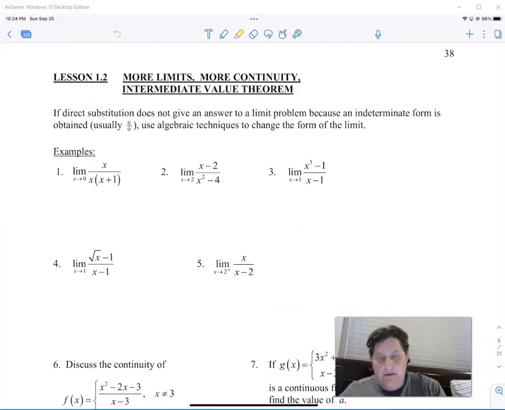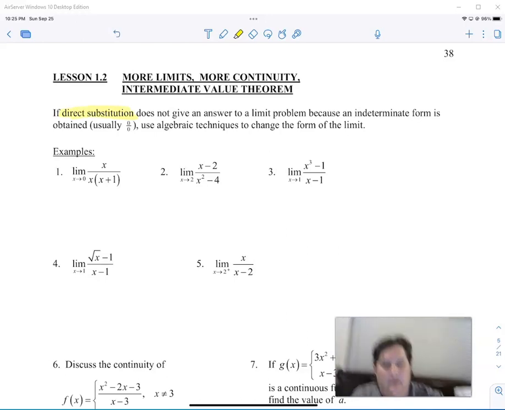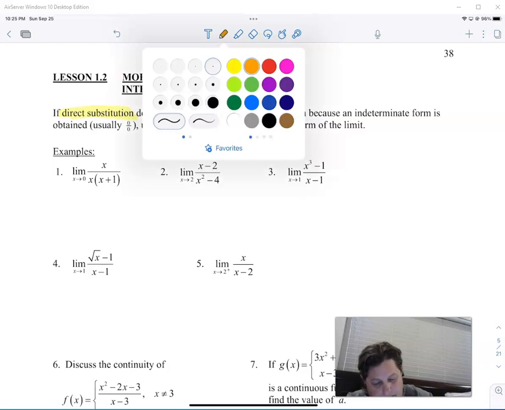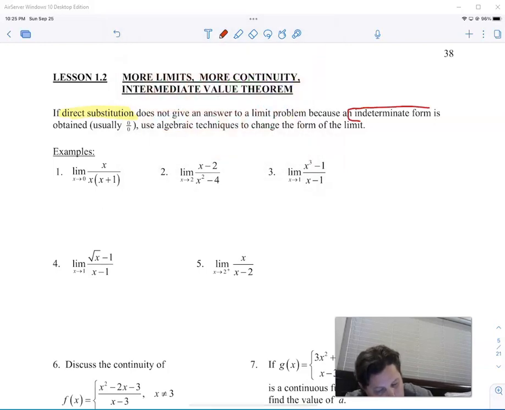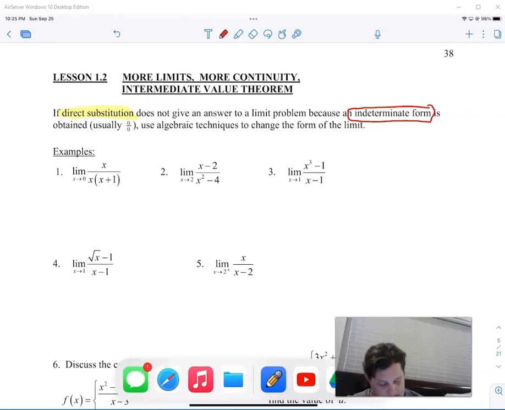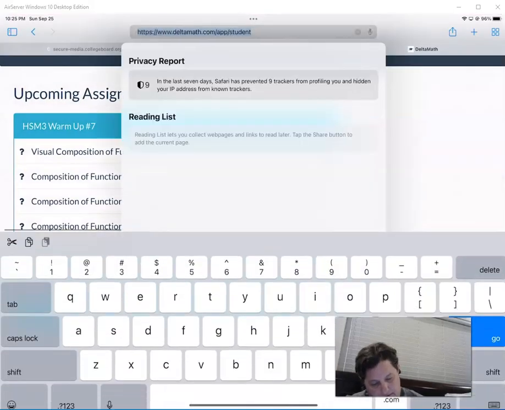Okay, you guys, we're talking about how if we do direct substitution and we can't get an answer for the limit problem, we have something called an indeterminate. Now, this is important. An indeterminate form is not undefined. Undefined is different than indeterminate. Indeterminate literally means I cannot determine it. Let me show you some indeterminate forms.